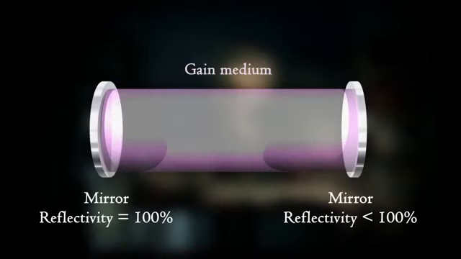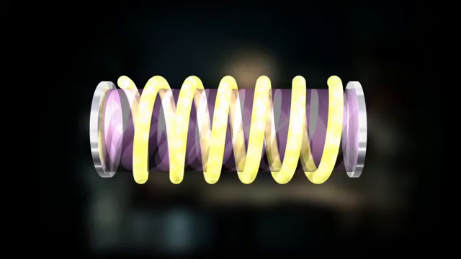Another part we need is an energy source in order to use photons to raise electrons from a lower energy level to a higher one, a process called optical pumping. Now, let's have a look at the inside of the gain medium.